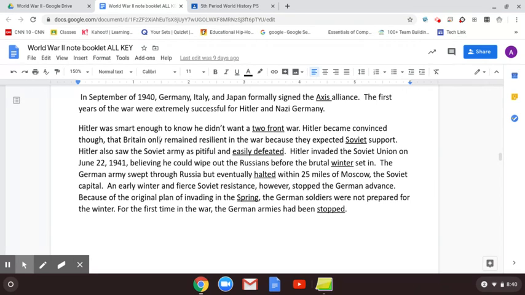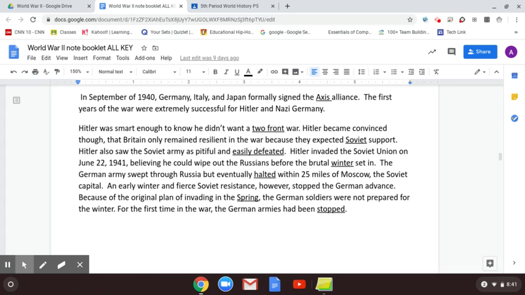Hitler became convinced, though, that Britain only remained resilient in the war because they expected Soviet support. Hitler also saw the Soviet army as pitiful and easily defeated. So Hitler invades the Soviet Union on June 22nd, 1941, believing he could wipe out the Russians before the brutal winter set in. So despite not wanting a two-front war early on, he eventually decides that the Soviet Union is pitiful and will be easily defeated, so we will just invade the Soviet Union, quickly take them over, and then we can focus back on the other side. And we can do this before the winter sets in.